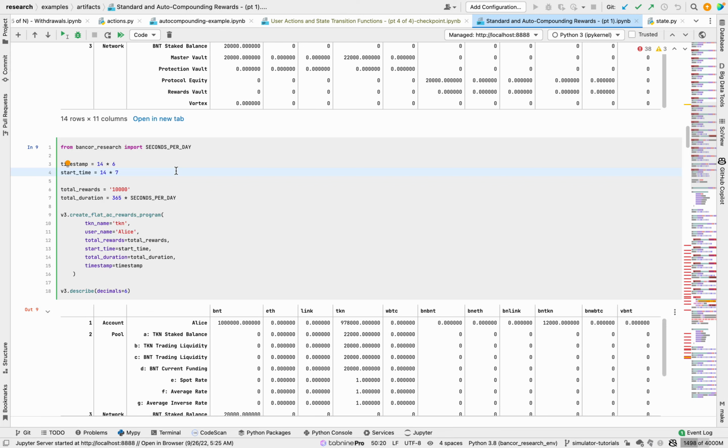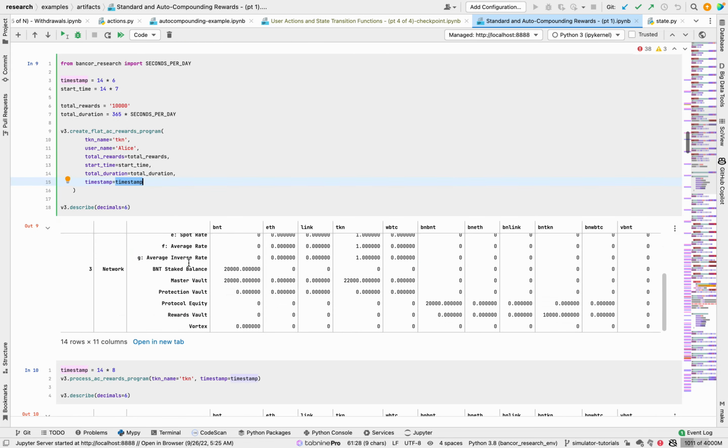And so the way that we can do that is just by calling this v3.create flat AC rewards program. We can specify what the token is that we want to create the program for, the username of who's creating this. In reality, this is kind of done by the protocol, but for the purposes of here, we're just going to say it's Alice. Total rewards are 10,000 is what we're defining up here, and a start time, total duration, and then the current timestamp.